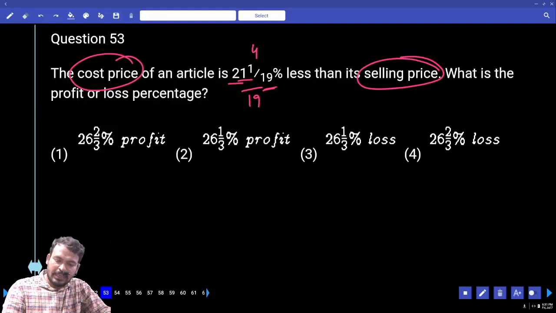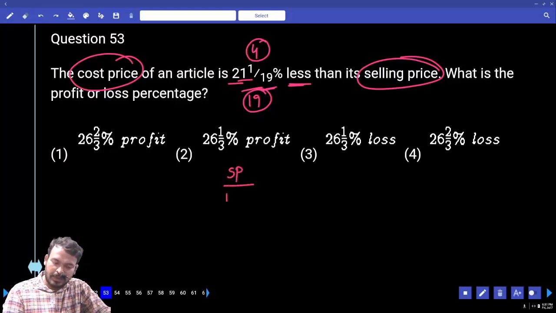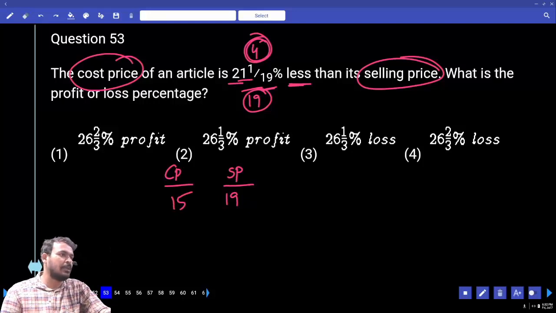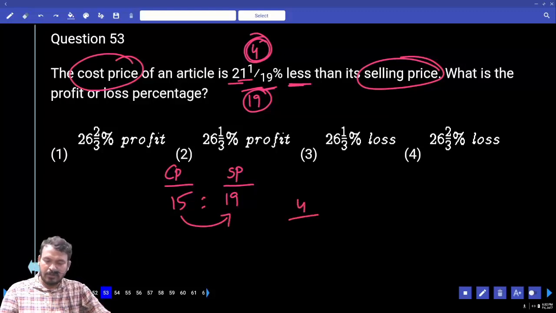Selling price is how many parts? 19 parts. Compared to this one, how many parts are lesser? 4 parts less. So cost price is how many parts? 15 parts. Simply, cost price and selling price ratio is 15 is to 19. How many parts are profit? 4 parts. 4 upon 15 multiplied by 100.